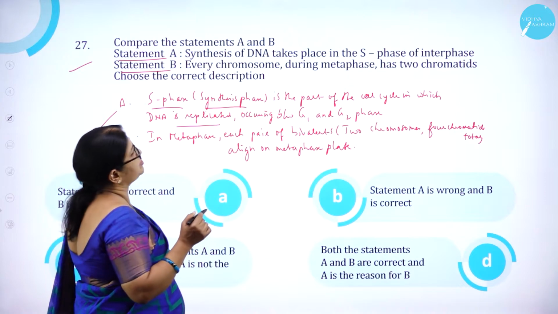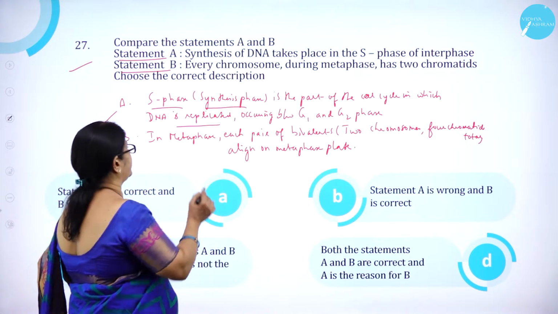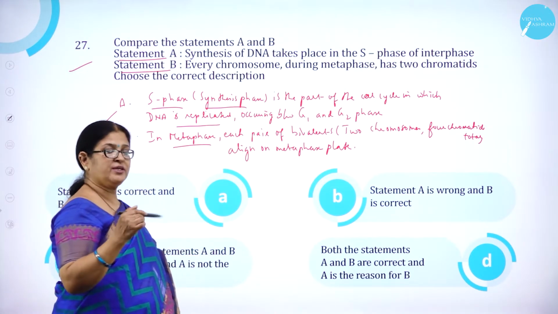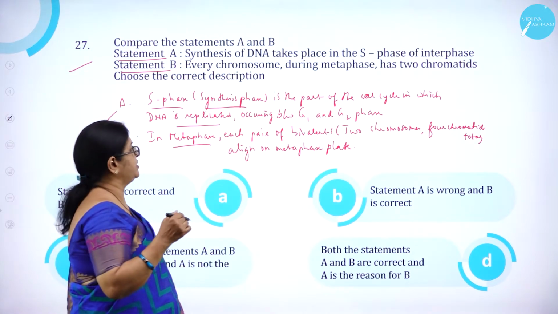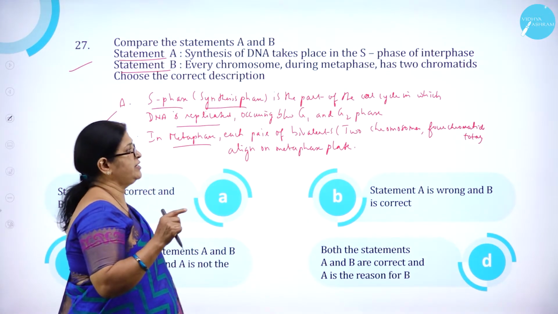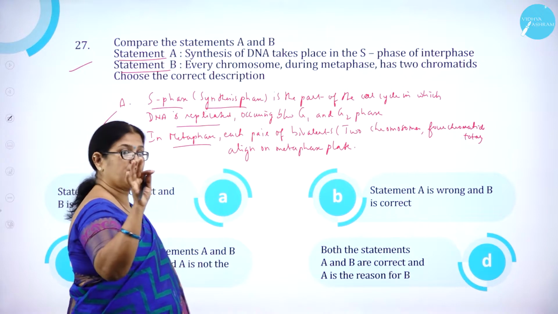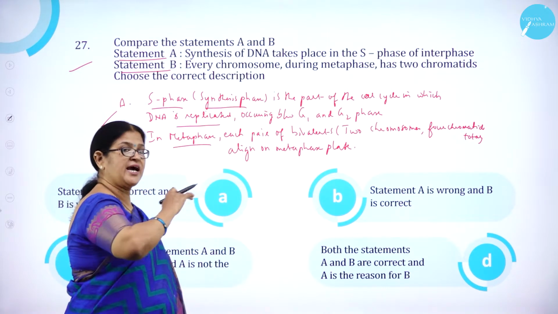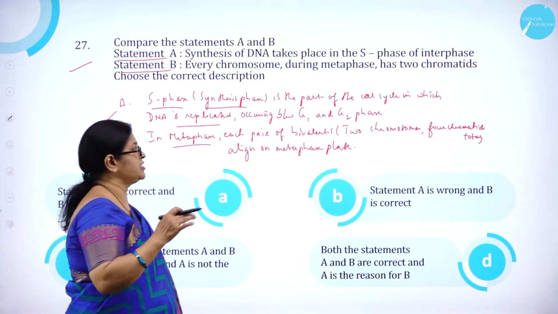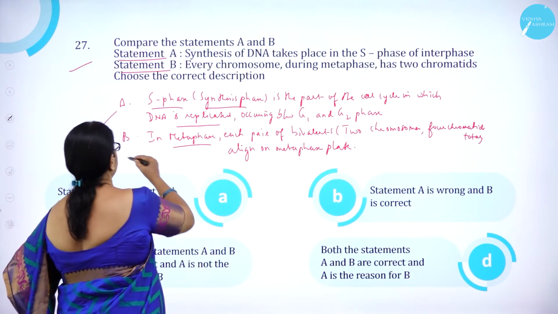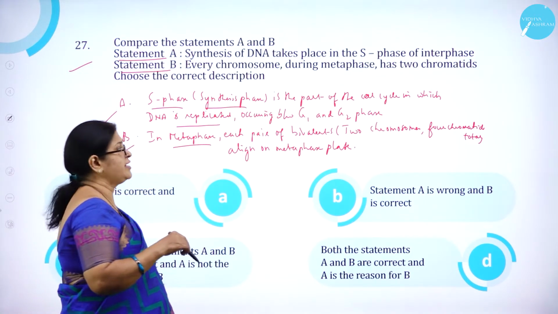B, every chromosome during metaphase has 2 chromatids. Correct. During the metaphase stage of mitotic cell division, each pair of bivalent, that is 2 chromosomes, 4 chromatids, arrange themselves on the equatorial plane. It is called the metaphase plate. So it is also correct. So both the statements are correct.